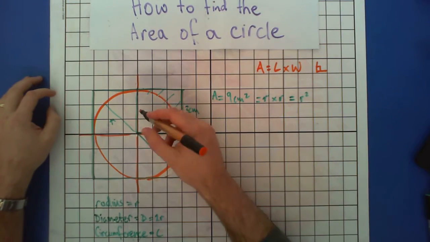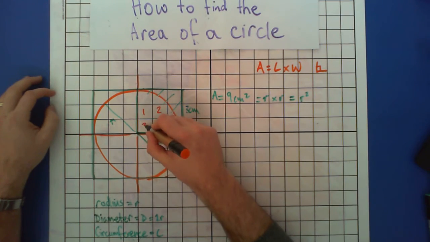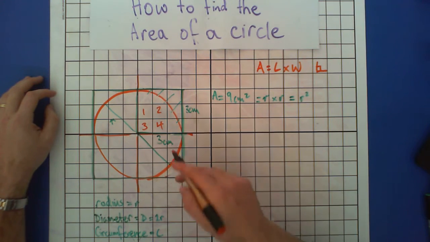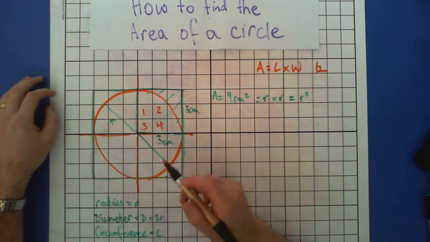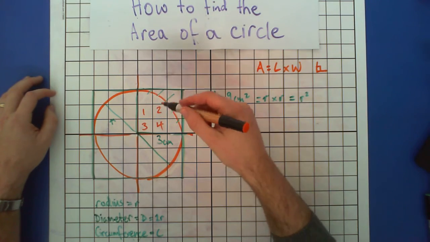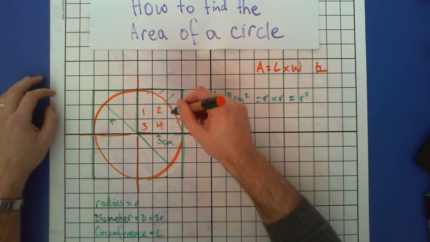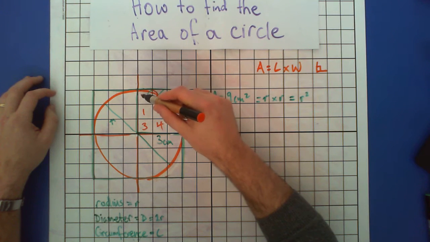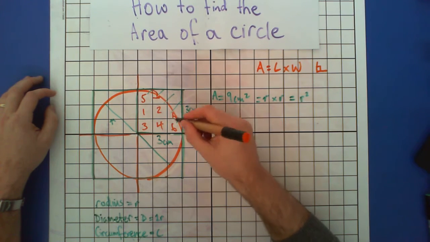Now I can see I've got 1, 2, 3, 4 squares that are full, but then I've got some part ones. This one's not quite full. This one's not quite full. But I could take a bit off this and put it over here. I could probably take a little bit off this one and put it over here, and count that as square 5 and square 6.